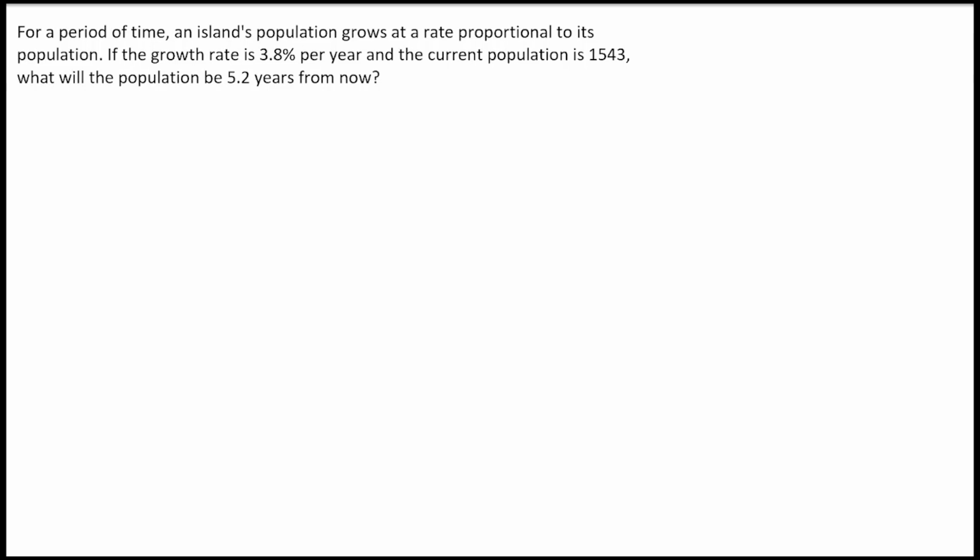For a period of time, an island's population grows at a rate proportional to its population. If the growth rate is 3.8% per year, and the current population is 1,543, what will the population be 5.2 years from now? So we're going to use our continuous growth formula, P of t equals P0e to the rt. Our r is 3.8%, or 0.038, and our initial value, or P0, is equal to 1,543.